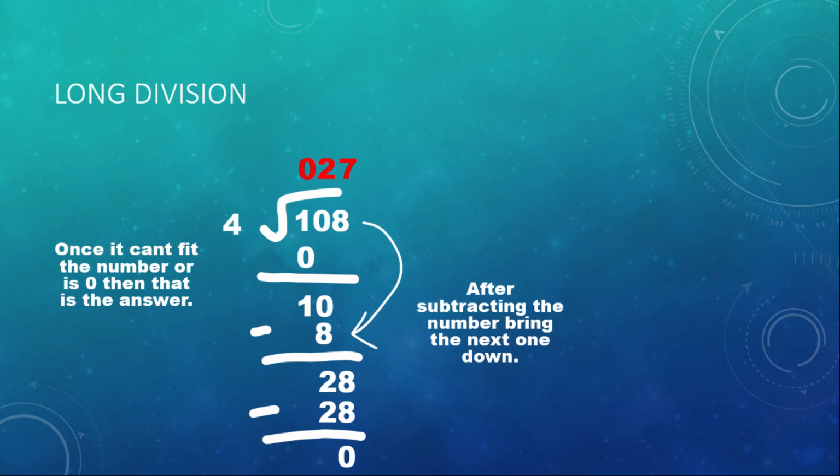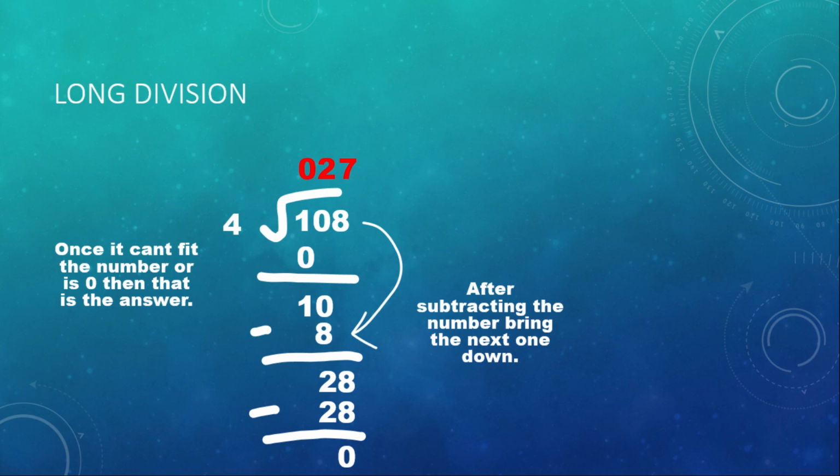Again, you have to see how many times the 4 will fit into the 10. This time, it will fit 2 times, as that will be 8. You write the 2 at the top of the symbol. You subtract the 10 and 8 and the answer of 2 will be given. You write the 2 underneath in the next line and then bring down the next number, which is 8.